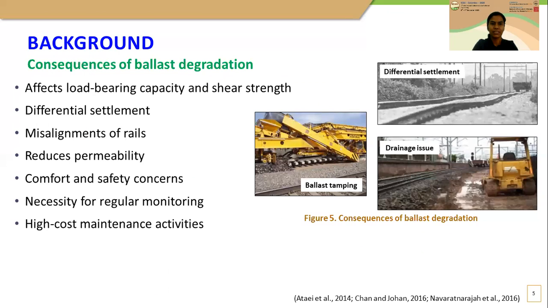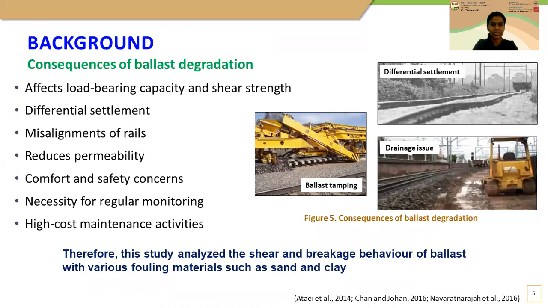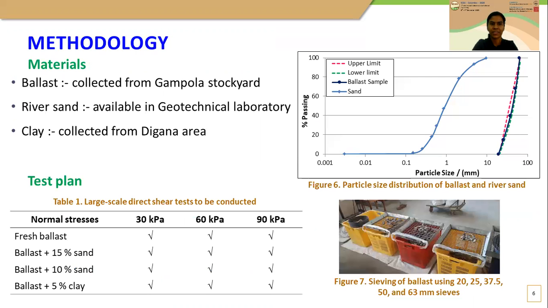We can look at the consequences of ballast degradation. It affects the load bearing capacity and shear strength of the ballast layer. Therefore, it leads to differential settlements and misalignments of rails. It reduces the permeability, and comfort and safety concerns are raised. Therefore, there is a necessity for regular monitoring and it involves high-cost maintenance activities. Therefore, this study analyzed the shear and breakage behavior of ballast with various fouling materials such as sand and clay.